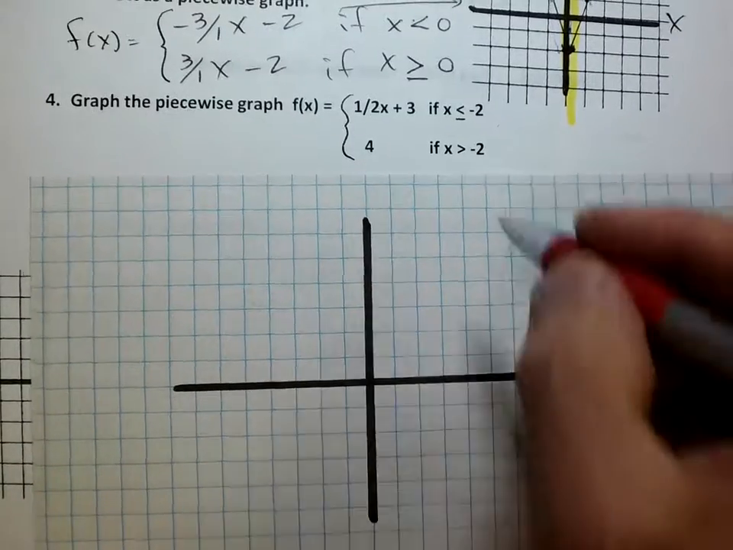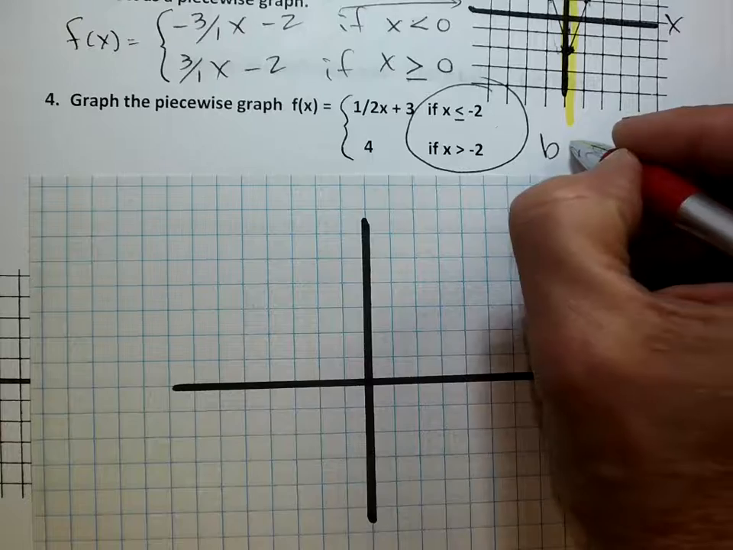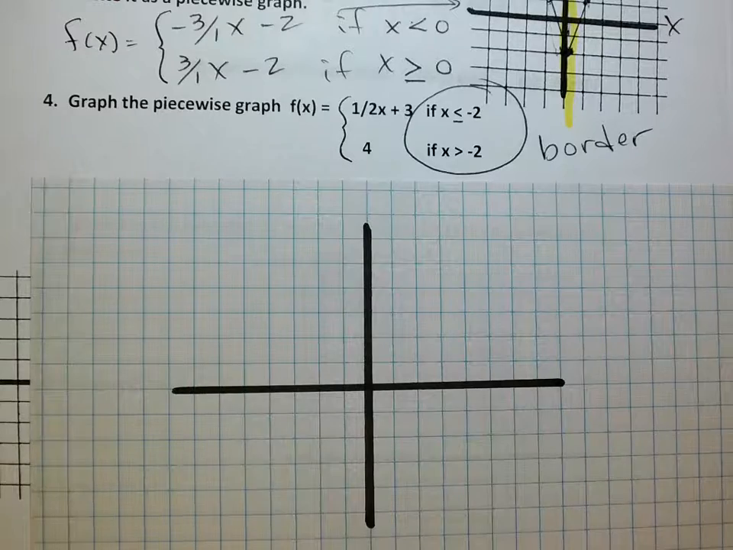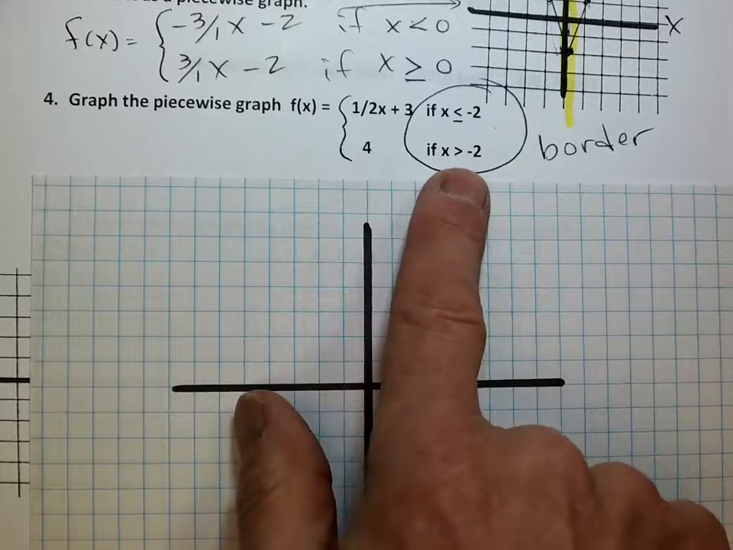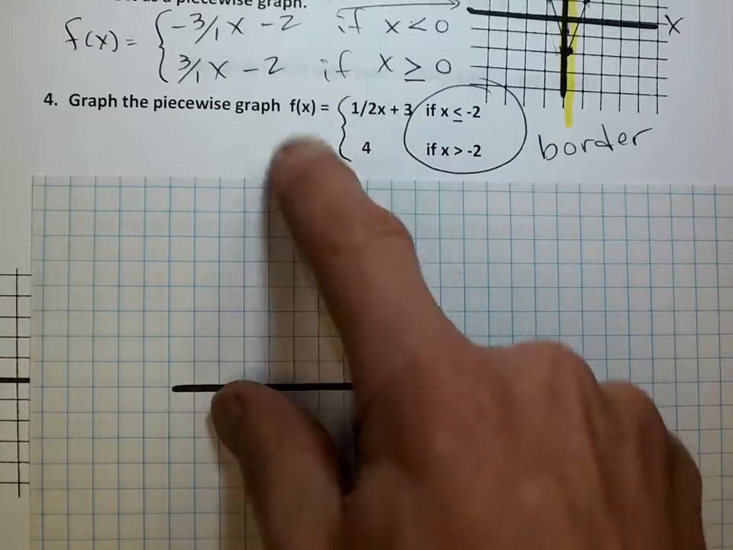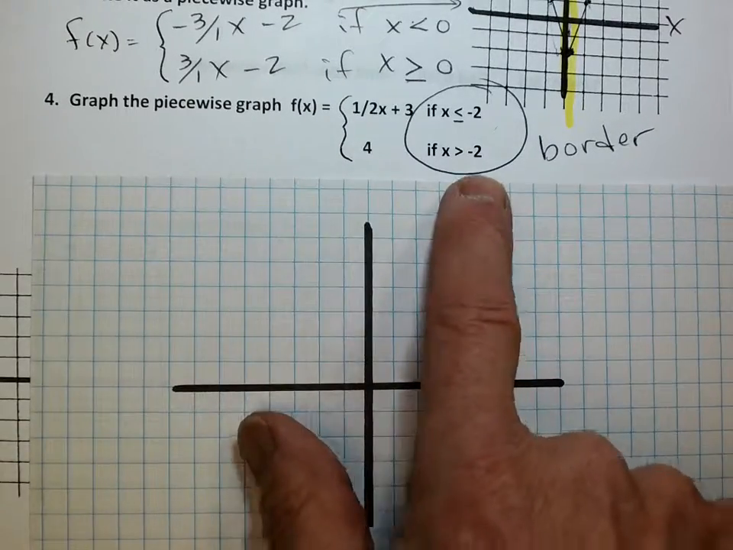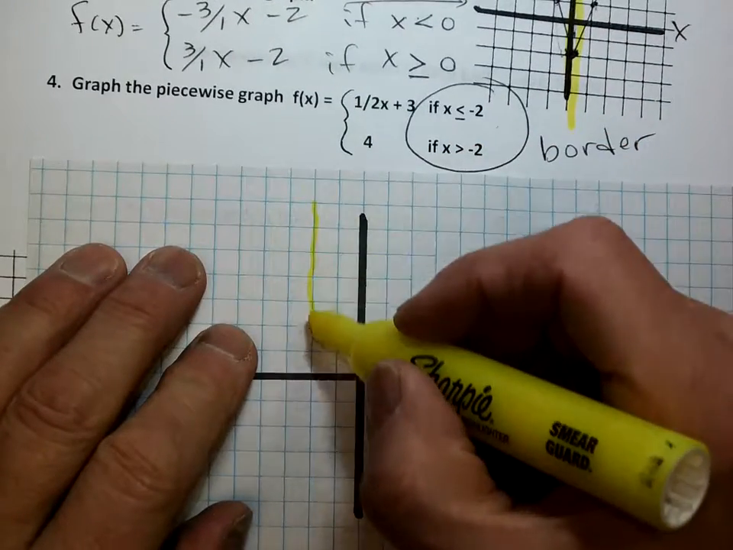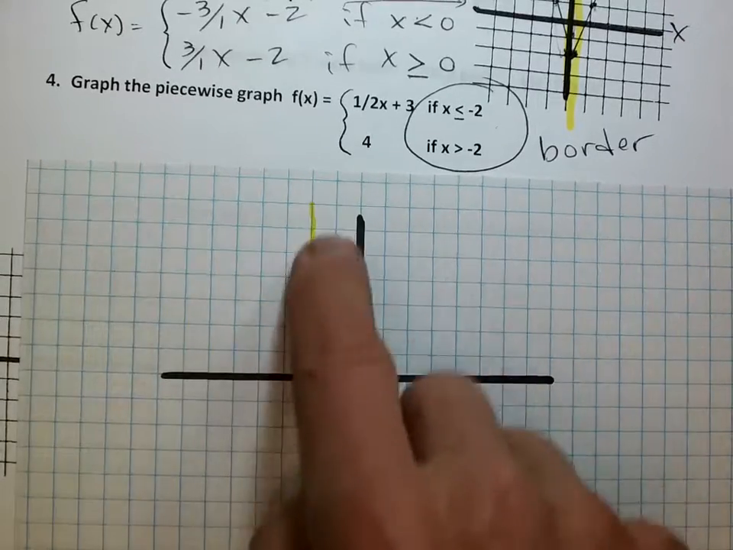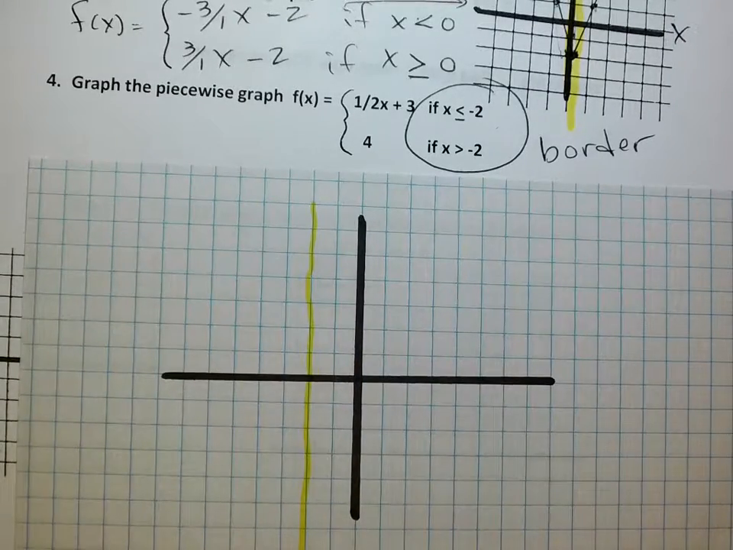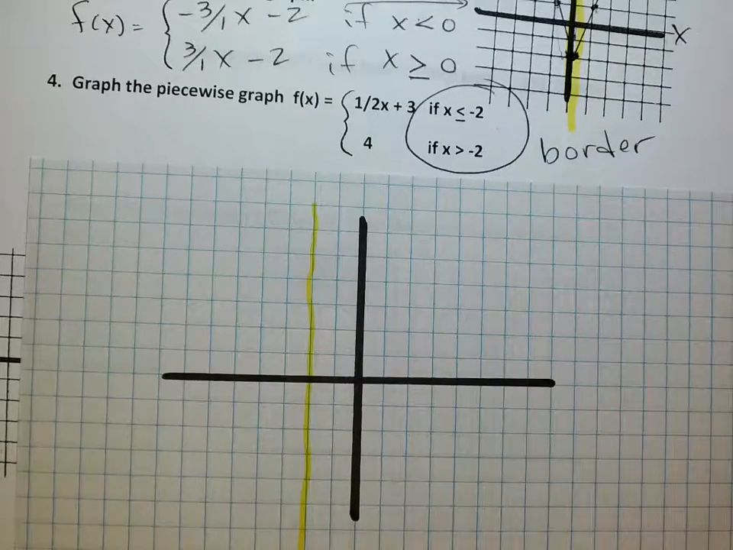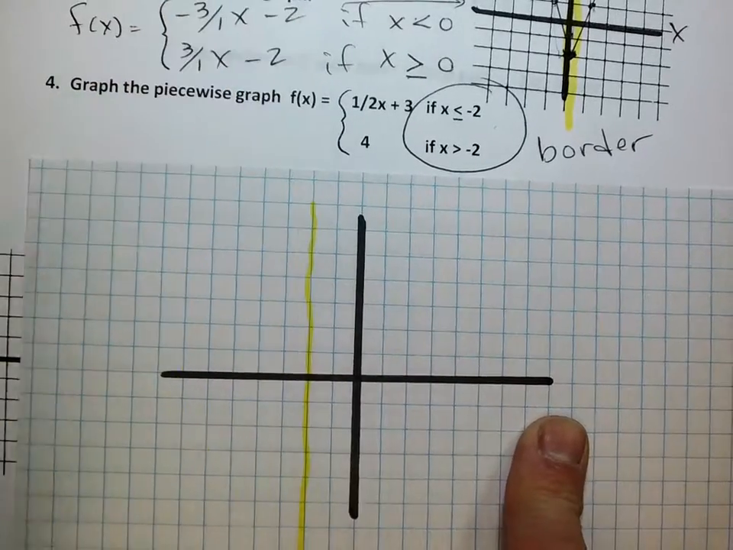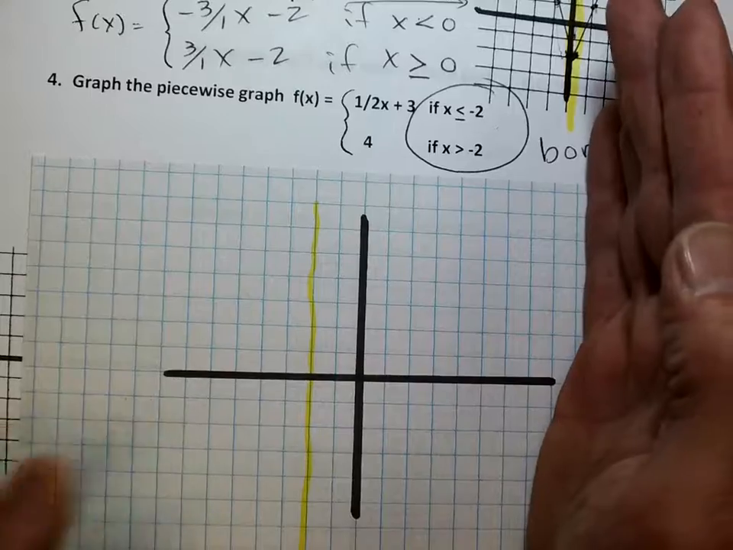So when I do these, the first thing I like to put in are the border points. The borderline. So my borderline is this. These two pieces are connected at negative 2. Because it's a piecewise graph, these two pieces are connected at negative 2. So I just like to draw a line, an invisible line, at negative 2. I just use a Sharpie. Some kids use a pencil or whatever, but it's not part of the graph, it's only the boundary line, okay? So I put in my boundary line, and I know that one graph is from here back, the other graph is from here forward, okay?